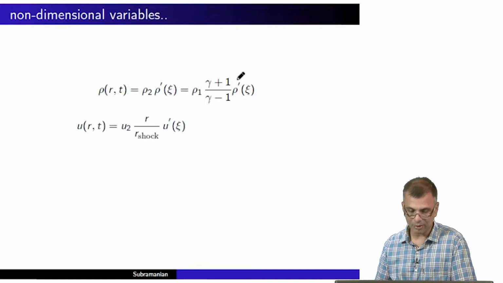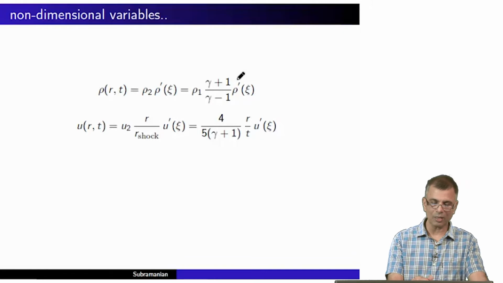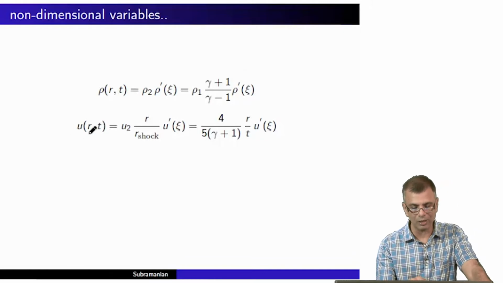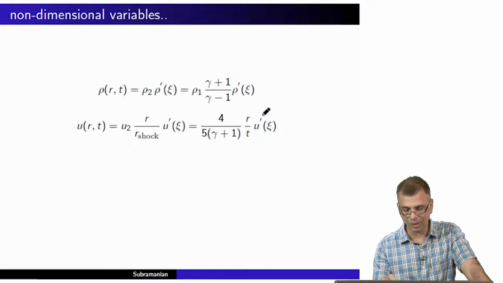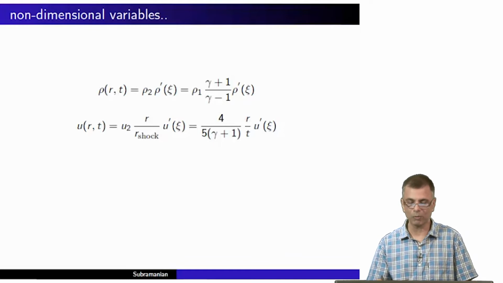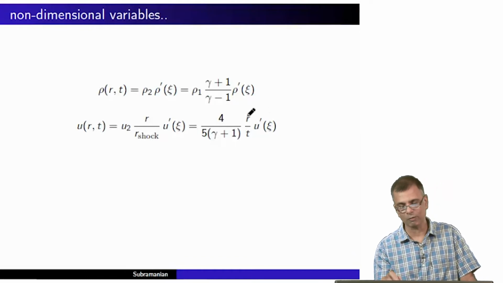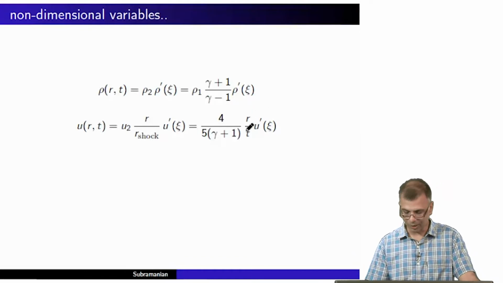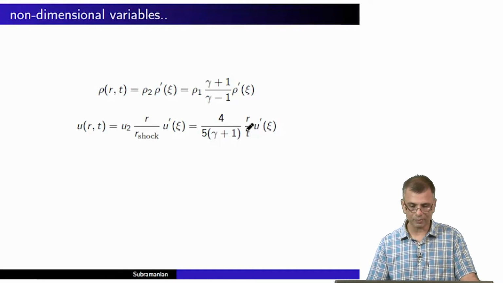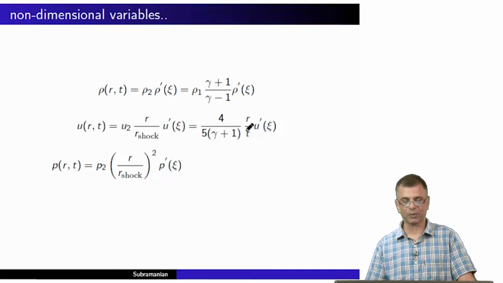Okay, all right. Similarly, for the velocity, this is how the dimensional velocity at a given radius and a given time is related to the dimensionless velocity. Okay, this is the dimensionless velocity, and the radius and the time appear here, as would be expected. Everything else is dimensionless, you see. So the dimensions had better be r over t, and that turns out to be right. Okay, all right. And that's how the dimensional pressure is related to the dimensionless pressure.